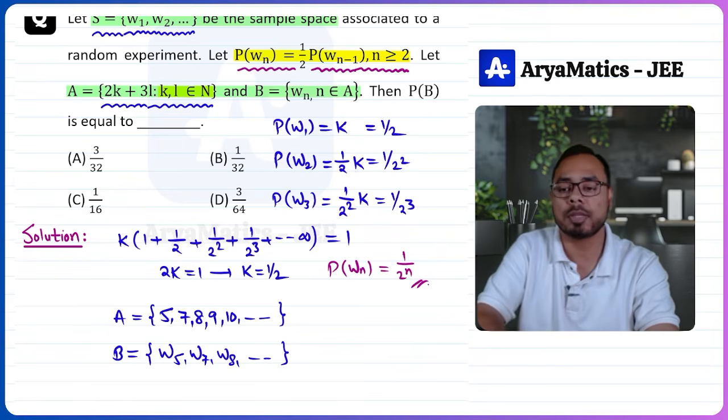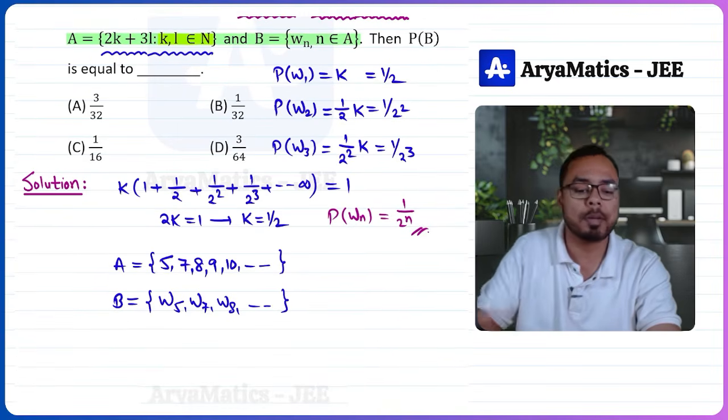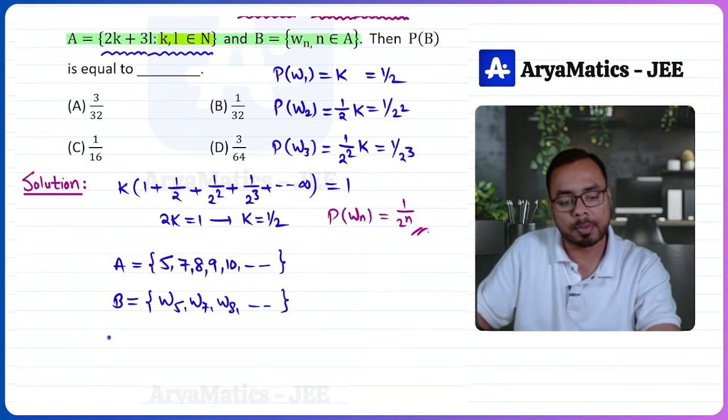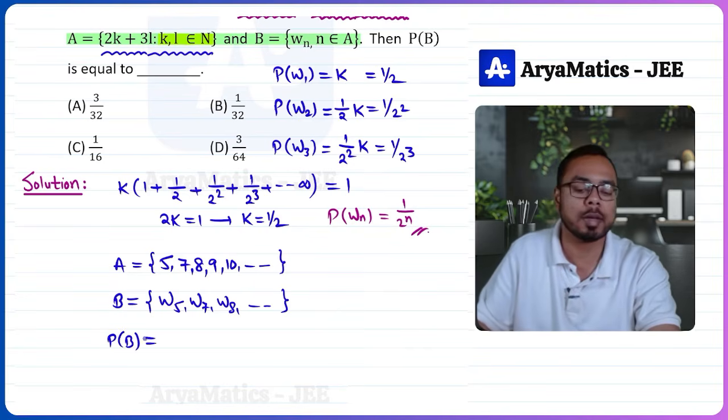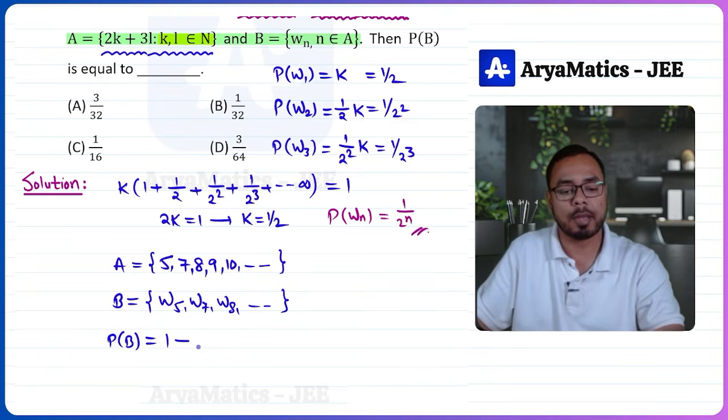And now the question is, what is the probability of this event B? So the sum of all the probabilities starting from 1 up to infinity will be 1. So if I need the probability of event B, this will be 1 minus the probability of all those events which are missing in this set.